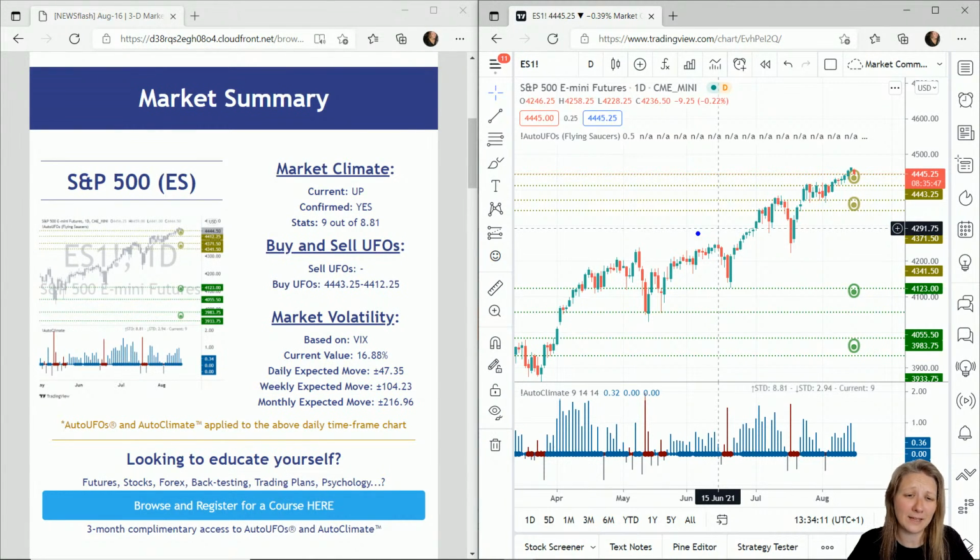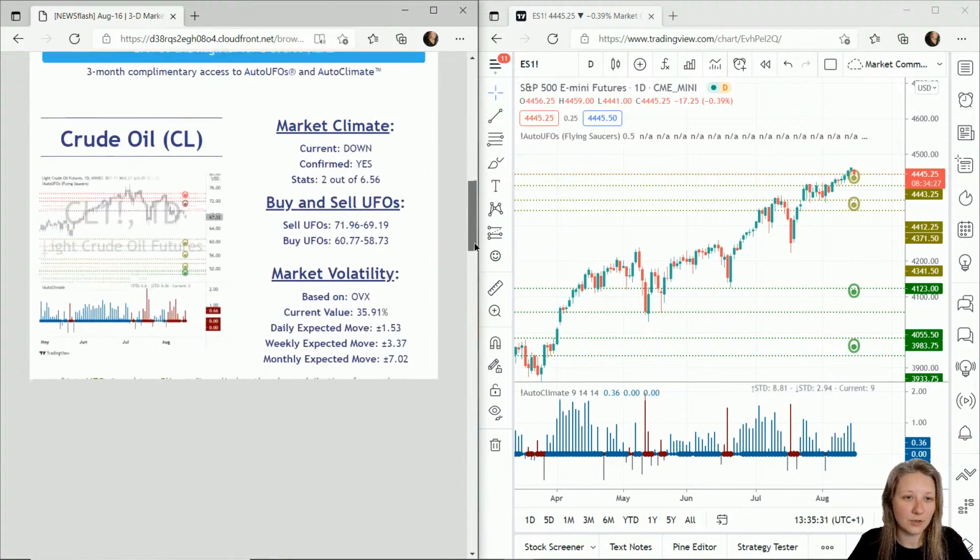Now we would expect the S&P to move up or down in 1 year, 16.88%, which means in a day it's up or down of 47.35 points. In a week, 104.23 points up or down. And in a month, 216.96 points up or down. So that's the S&P. Now let's move on to the next market, which is crude oil.